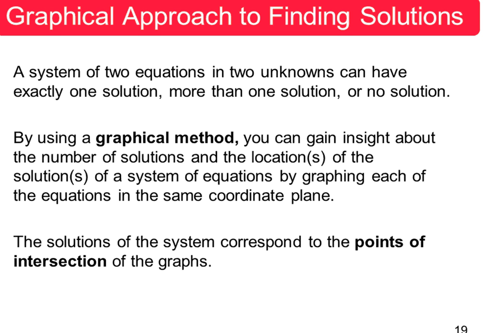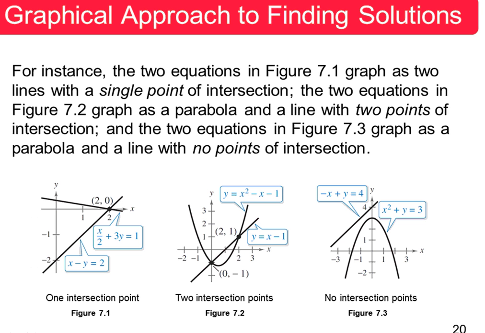So a system of two unknowns can have one solution, more than one solution, or no solution. And so using graphing, we can get some insight about where that is because we're looking for a point of intersection. And that's what we're doing when we look at these graphically. Two lines intersect once there. The parabola and the line intersect twice. The parabola and that other line have no points of intersection. And we just went through a bunch of those to see what can happen.